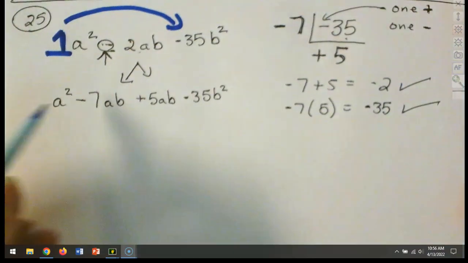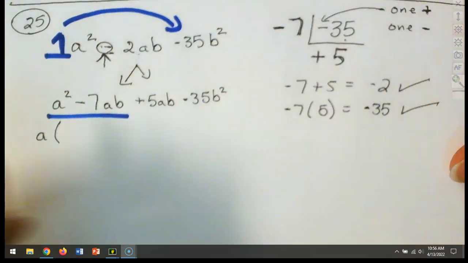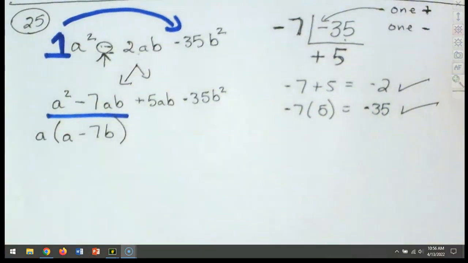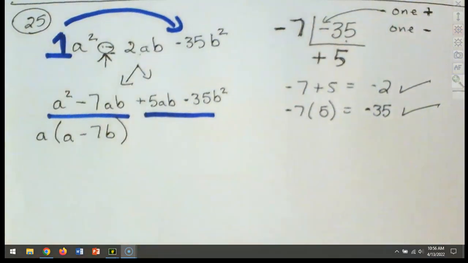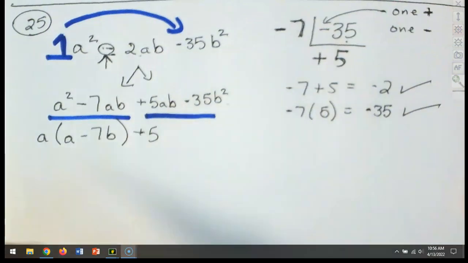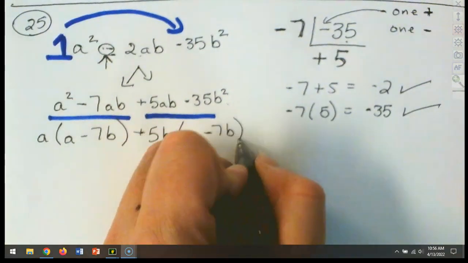And now we factor. First two pieces. The only thing that's going to be in common here is an A, and what's left over? Looks like A minus 7B. And the next two pieces, we have a 5 and a 35, so we have a 5 in common, and these both have a B, so B will come out as well. What is left over then? A minus 7B, when we divide that out.